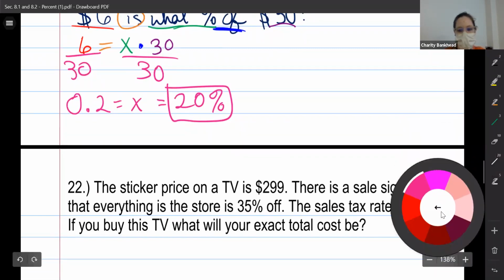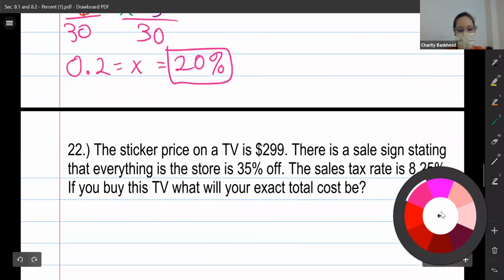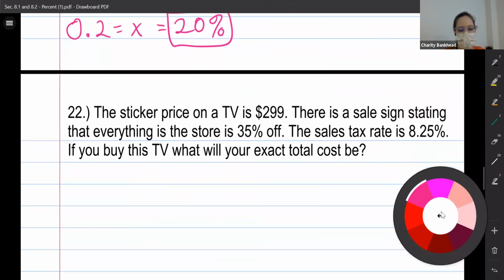All right, number 22. The sticker price on a TV is $299. There is a sale sign stating that everything in the store is 35% off. The sales tax rate is 8.25%. If you buy this TV, what would your exact total cost be? All right.